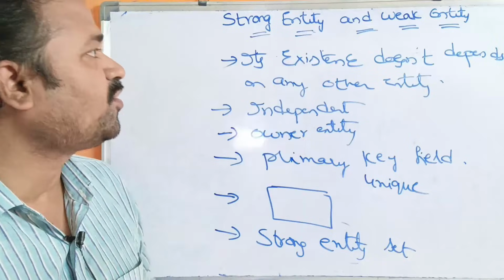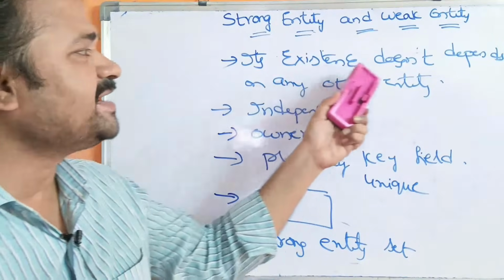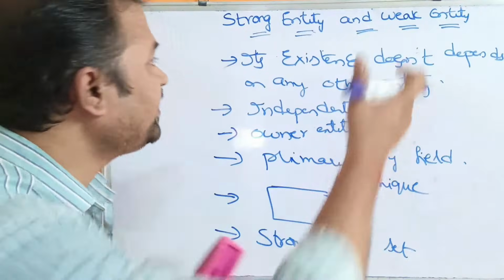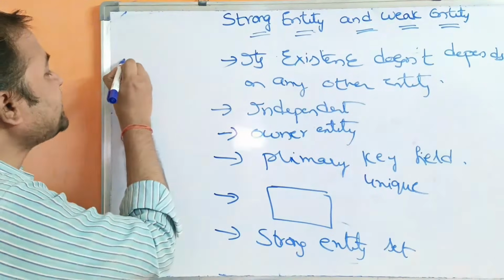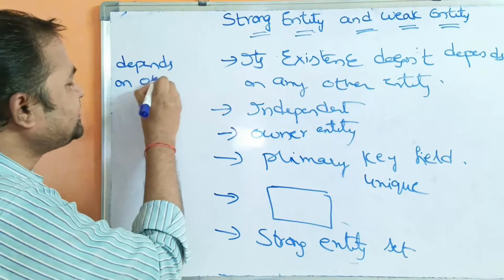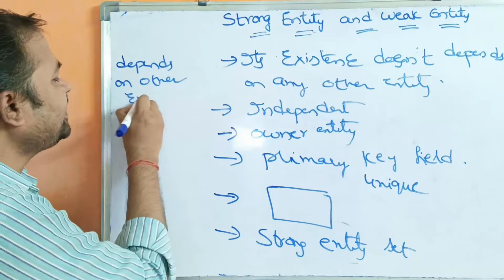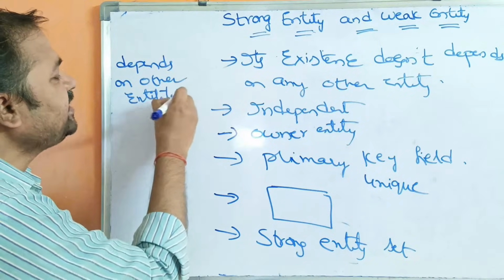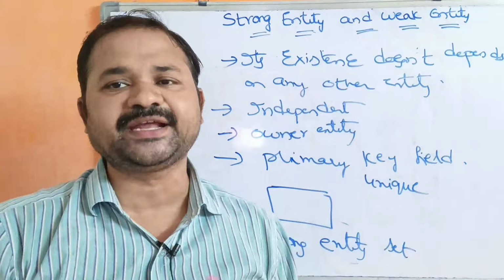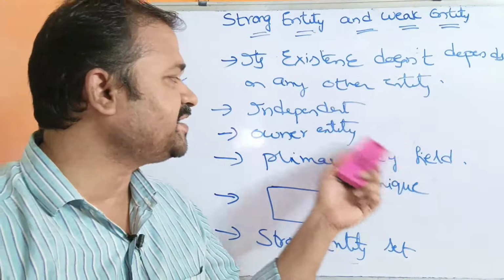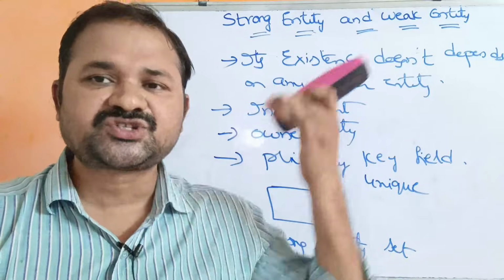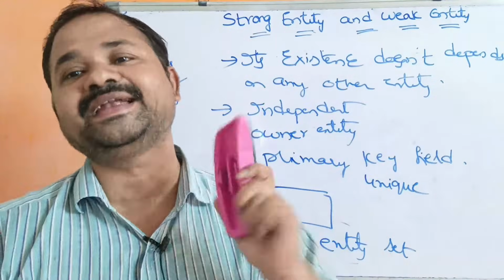Now let us see what a weak entity is. A strong entity's existence doesn't depend on any other entity, whereas a weak entity's existence depends on other entities. A weak entity always depends upon the strong entity. What is the other name for strong entity? Owner entity. So a weak entity always depends upon a strong entity or owner entity.